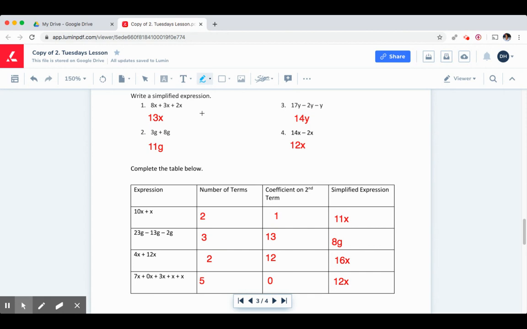Number 2, 3g plus 8g. The variables are the same, so we can combine. 3 plus 8 will get you 11. So 3g plus 8g equals 11g.